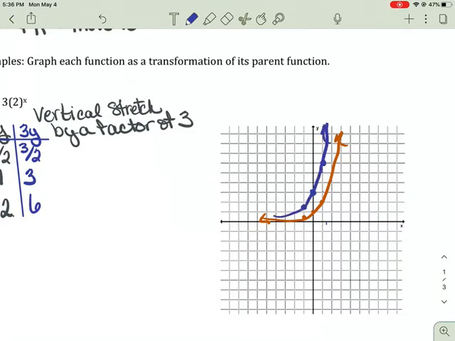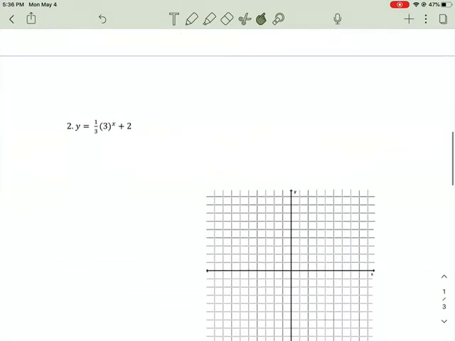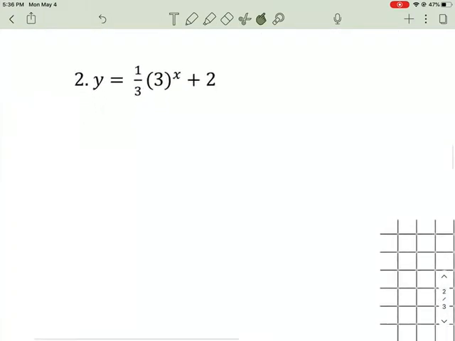Okay, so here's our graph. Notice the stretch. Still going to have the x-axis as our horizontal asymptote. All right, let's try another one.